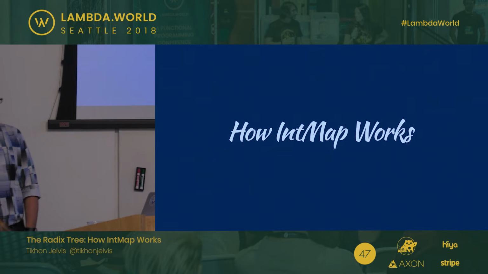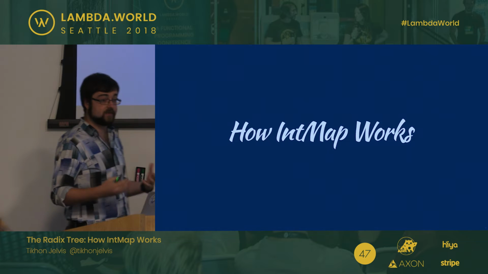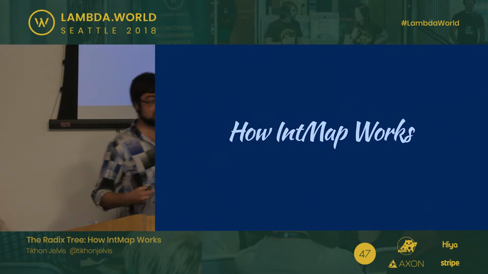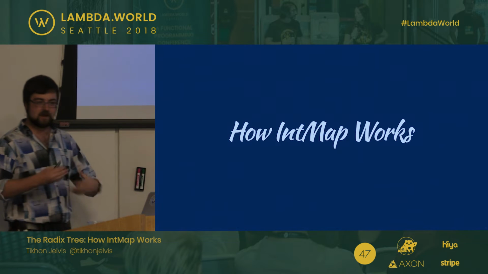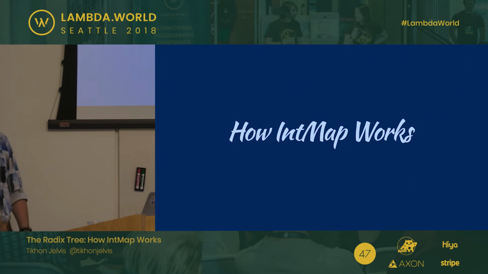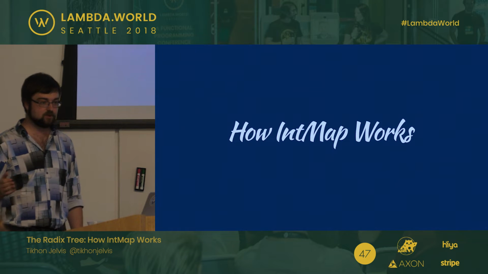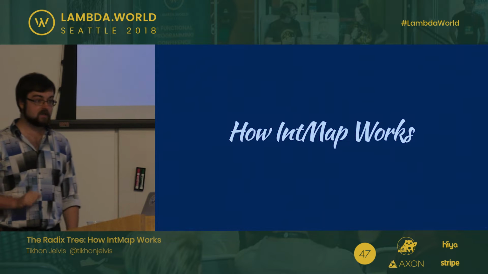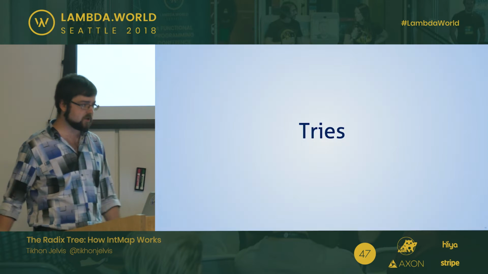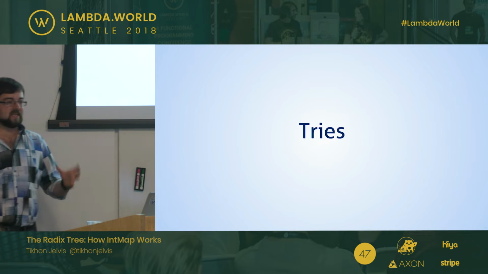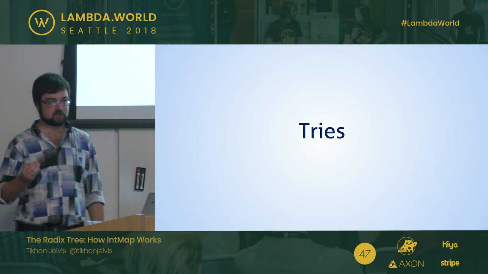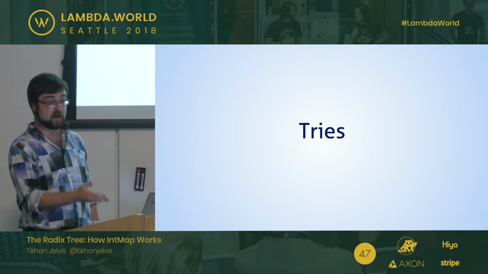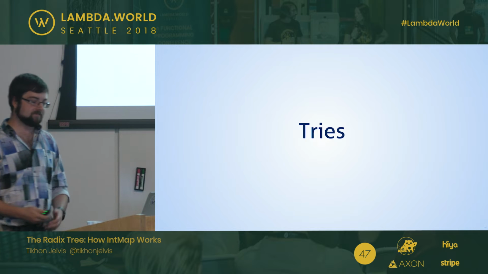Okay, so now that we have more of a feel for what IntMap gives us, and especially what IntMap gives us compared to some of the other really common containers used in functional programming, let's take a look at how it actually works under the hood. So the most basic idea, the kind of data structure this really is, is something called a trie, or a tree.